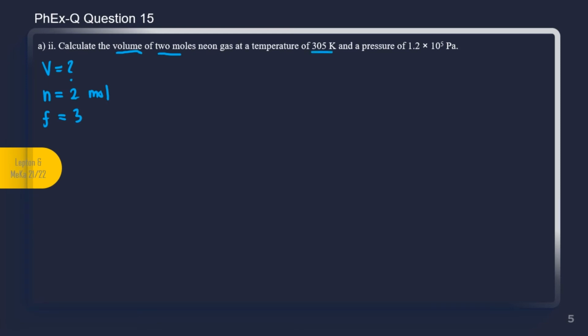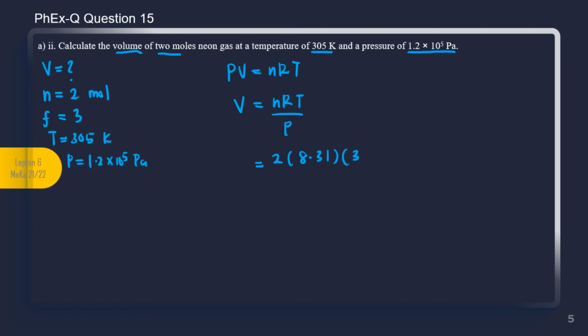The temperature is 305 Kelvin, and finally, the pressure is 1.2 times 10 to the power of 5 Pascal. So what is the volume? We can use our ideal gas equation again, PV is equal to nRT. We need to find the volume, so V is equal to nRT over the pressure. Our number of mole is 2 multiplied by 8.31 multiplied by the temperature, which is already in Kelvin, divided by the pressure, which must be in Pascal. So here we get 0.0422 meter cube, or 42.2 liter.